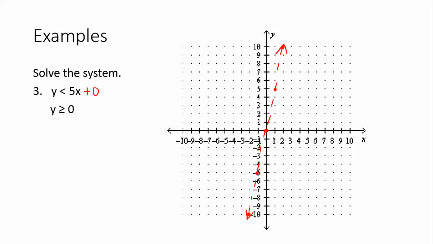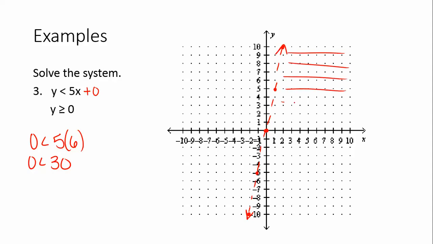If I pick a test point, if I pick 0, 0, I get 0 is less than 0. Again, I don't want to pick 0, 0. I need to be looking at my line first. My line goes through 0, 0, so I don't want to pick that. So let's pick something over here. Let's pick 6, 0. So if I plug a 0 in for y and a 6 in for x, I get 0 is less than 30. That is true. So we're shading to the right of this line or below the line. You can kind of see the slant we're below.